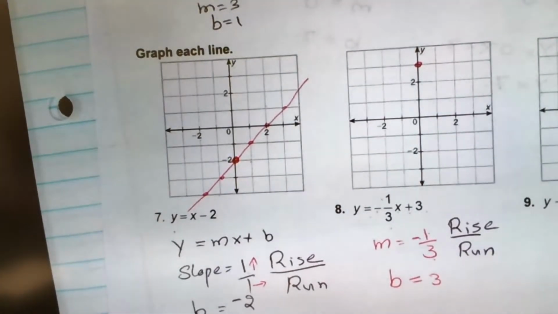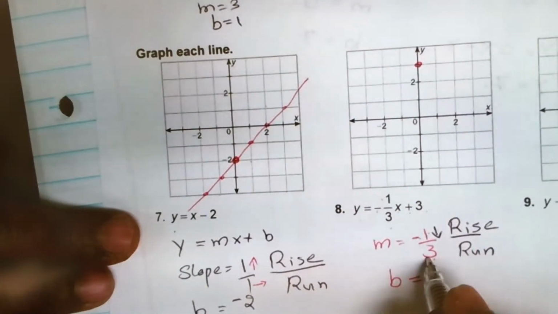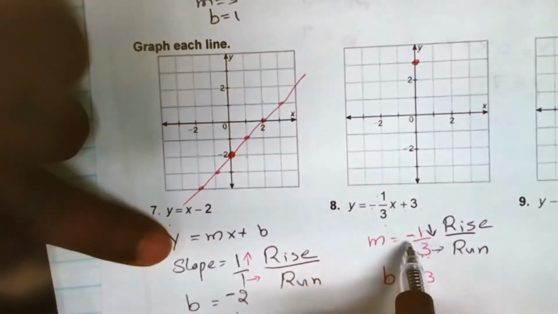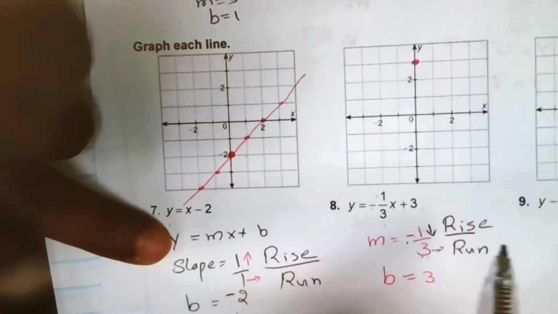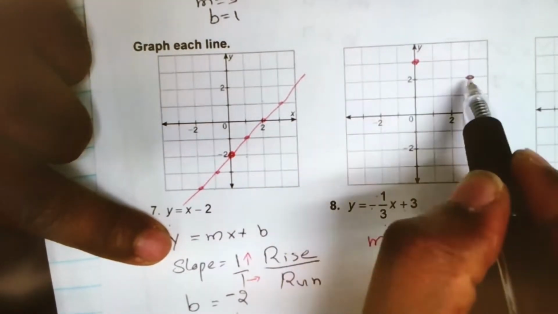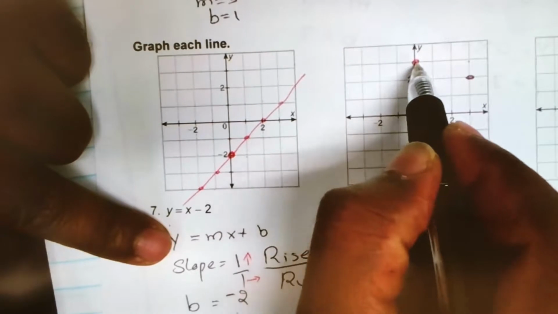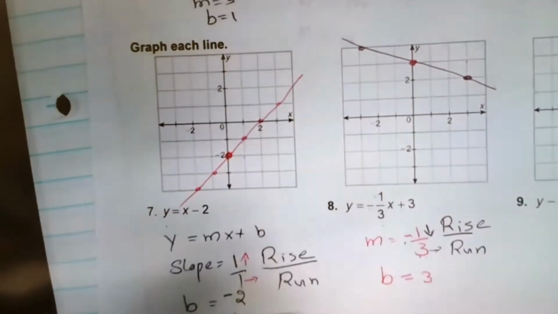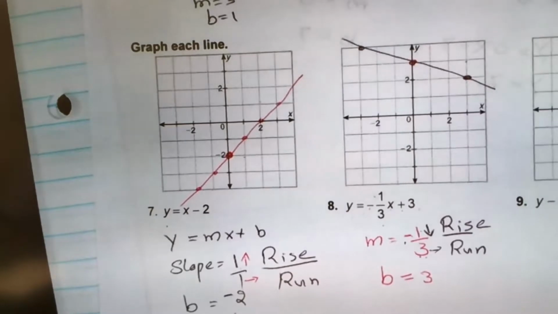My rise is negative, that means you are going down 1. And your run is positive, that means you are going to the right. So it's basically a downhill slope, because the slope is negative, the line should be downhill. So I need to go 1 point down, 3 points over. If you go backwards, 1 point up, 3 to the left. So I get one more extra point. Draw the line connecting those two points. That is the graph of that line.